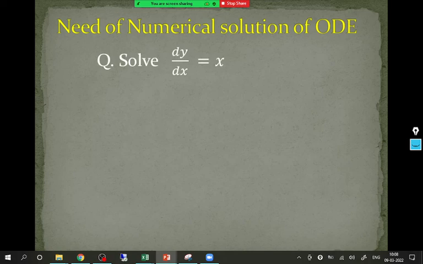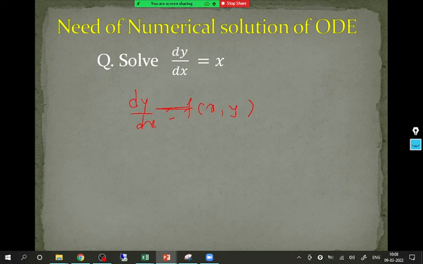ordinary differential equation. This is the ordinary differential equation. General form of the ODE, is it visible? Check. dy by dx is equal to f of x, y. Okay, so this is the general form. dy by dx is equal to some function of x, y.